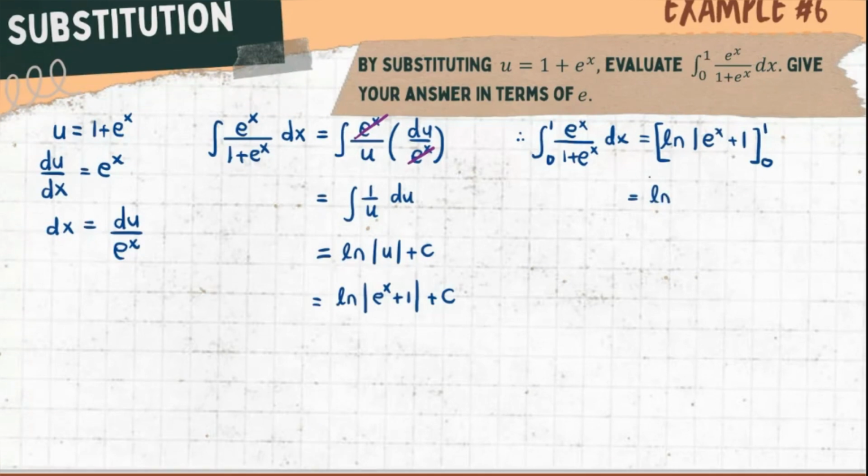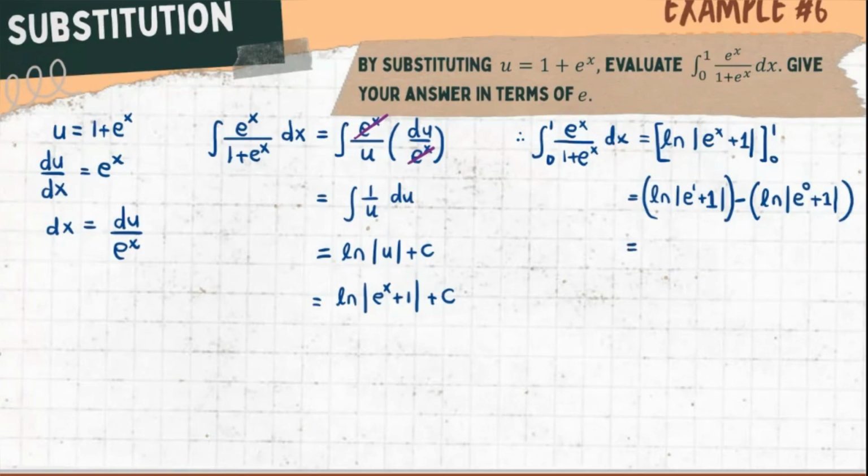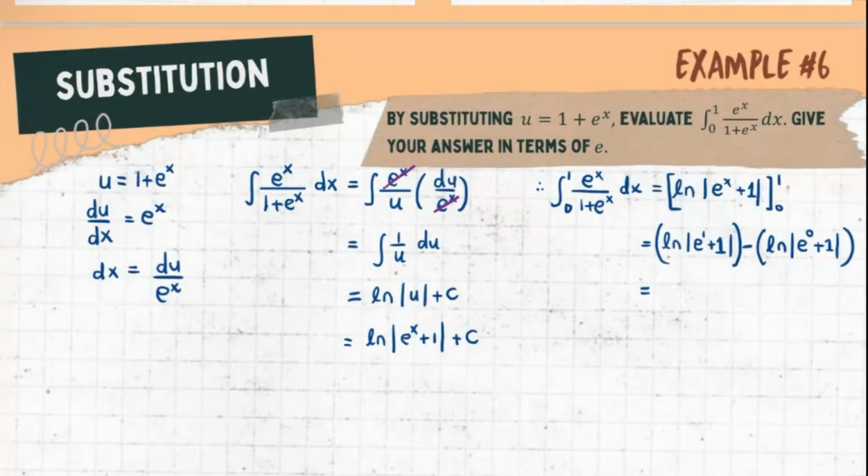Ln of, okay, saya buat bracket, modulus e of 1 plus 1, minus dengan ln of e of 0 plus 1. Okay. Tak, saya gantikan nilai.